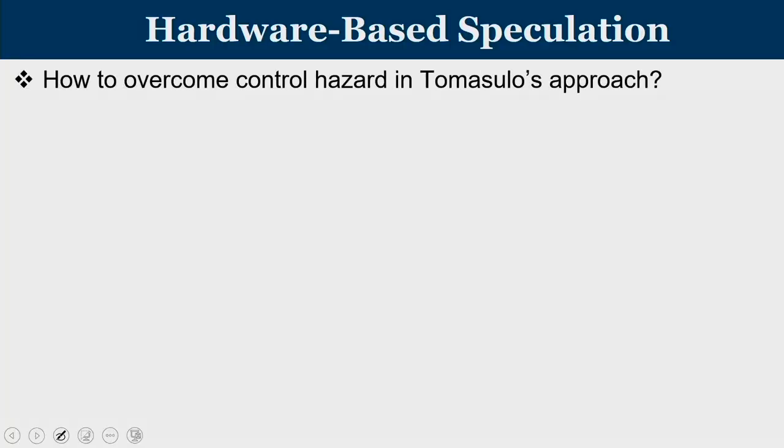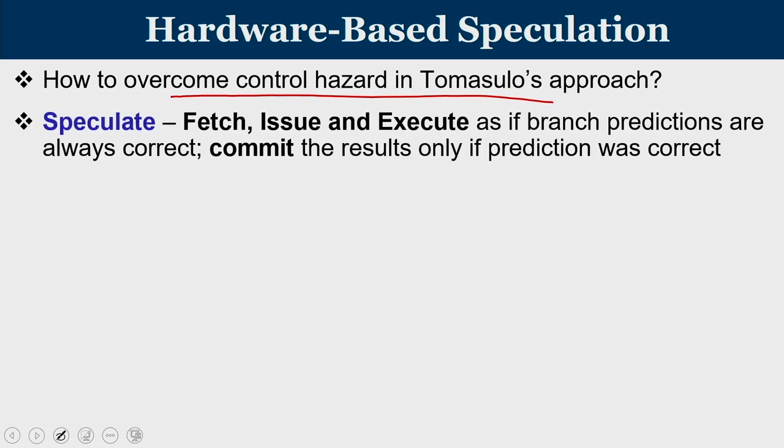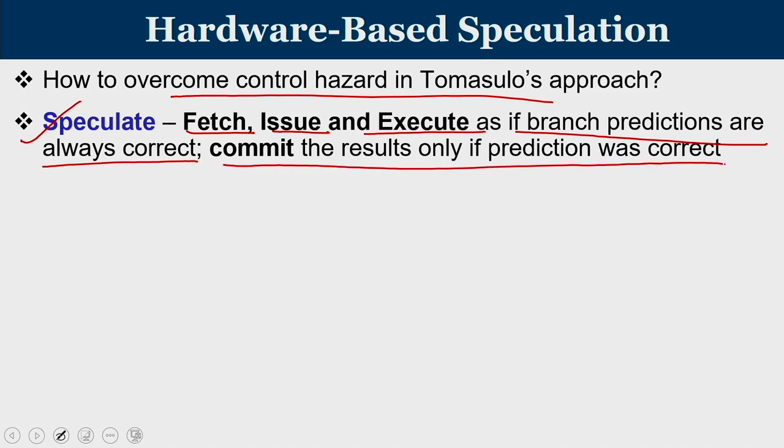Now, coming to hardware based speculation, let us try to see what speculation is. For the control hazard that we have discussed, how can you solve it in Tomasulo's approach? The technique is called speculation. Speculation means fetch, issue and execute instructions as if branch predictions are always correct. But branch predictions can go wrong. So, you should commit the results only if the prediction was correct.